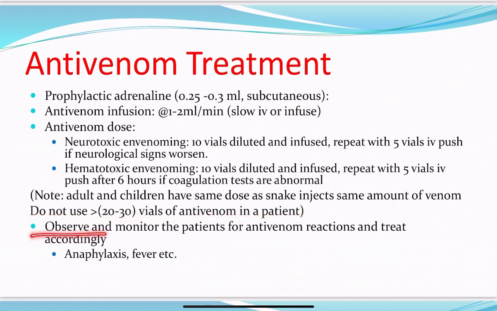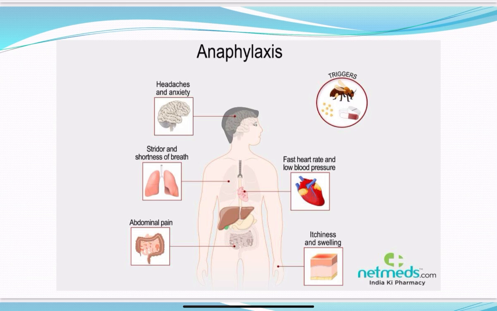We need to observe the patient for antivenom reactions and treat accordingly. Here are some common signs of anaphylaxis. There can be features of headache, anxiety, difficulty in breathing, stridor, shortness of breath, abdominal pain, skin rashes, itching, swelling, faster heart rate, and low blood pressure.